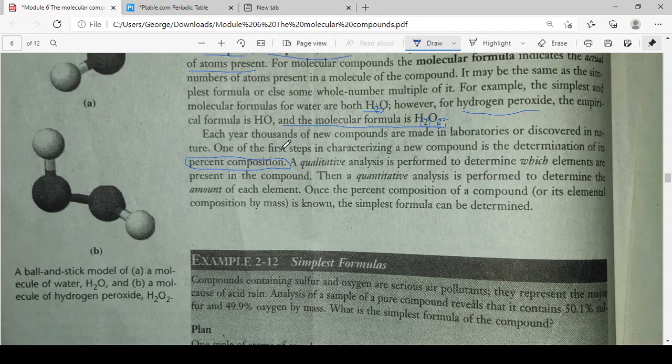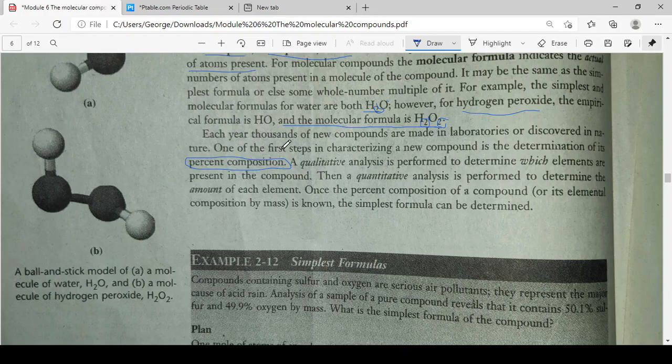Next, a qualitative analysis is performed to determine which elements are present in the compound. Then, a quantitative analysis is performed. Remember quantitative, kids, I taught you in measurements? Quantitative is the numerical value of your analysis, performed to determine the amount of each element. Once the percent composition of a compound is known, the simplest formula can be determined.